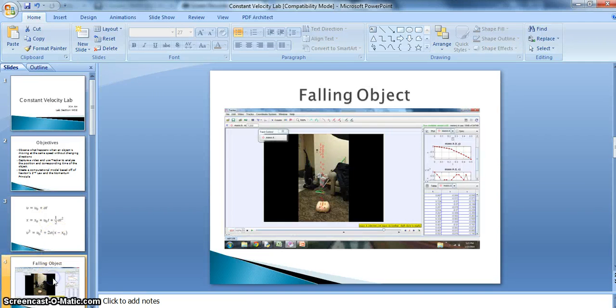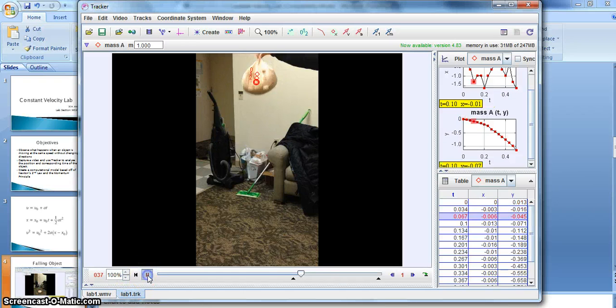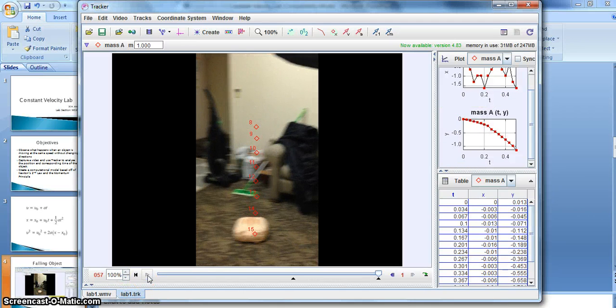What I did in this lab is that I simply dropped an object from a height. If I pull up Tracker, you can watch a video of it right here. That's all I did for the object. I just dropped it from a specified height.